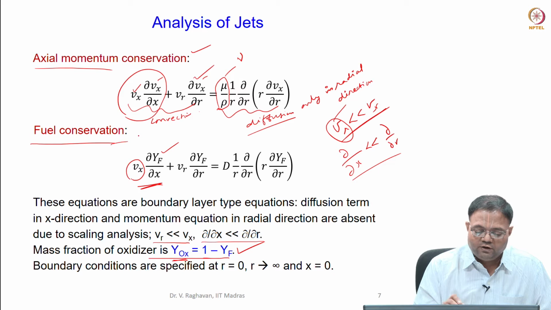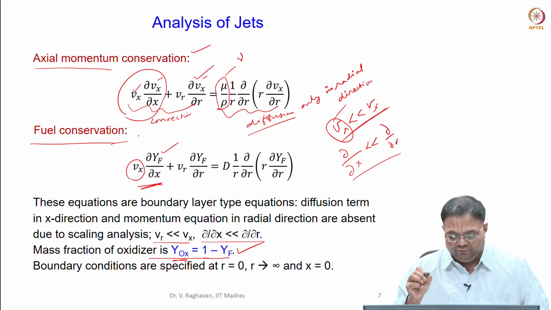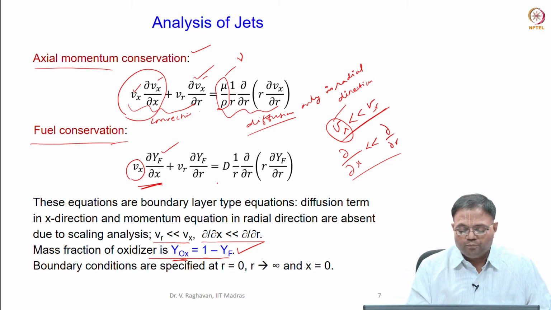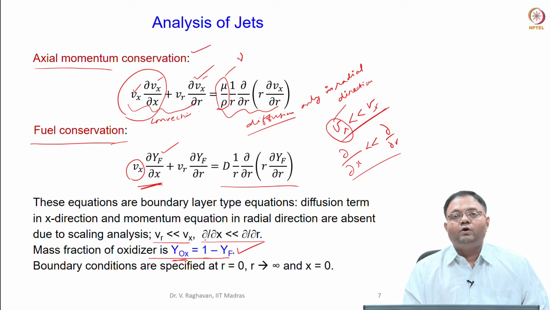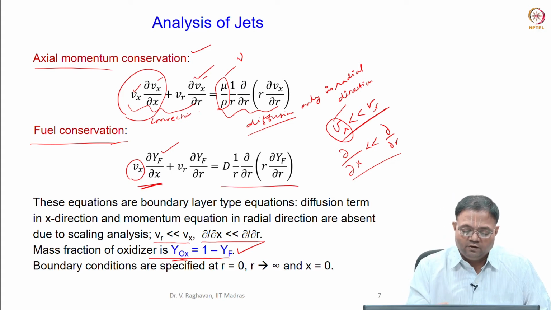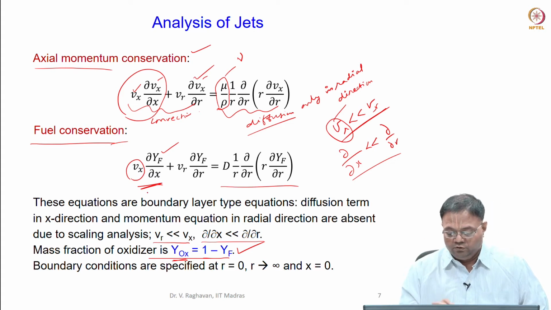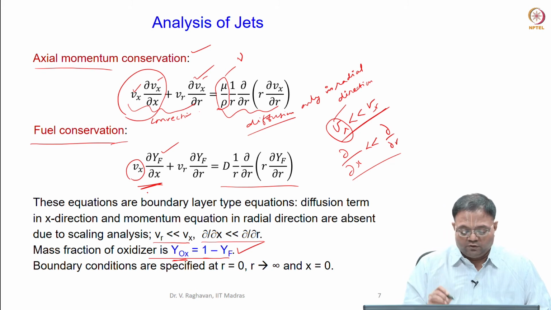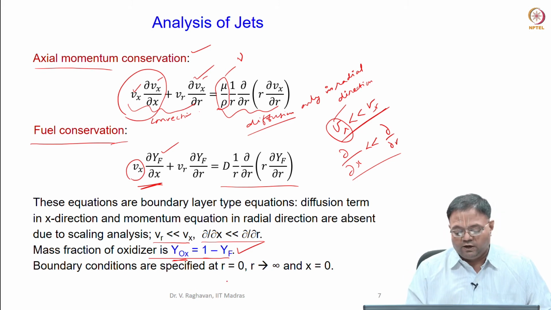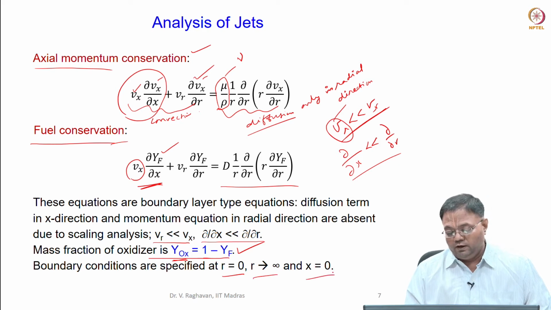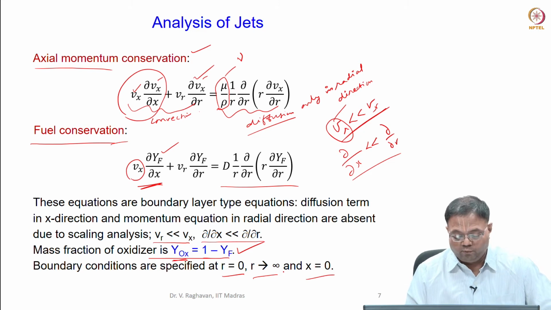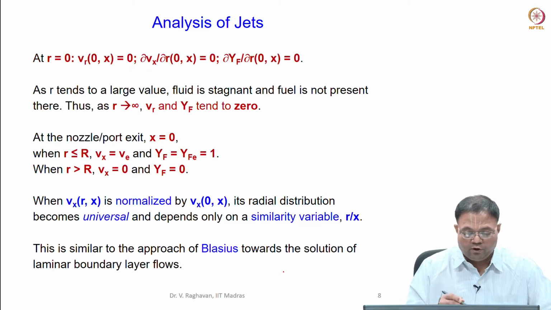Then the fuel conservation is going to be solved to get the value of Yf. And here also you can see that only the diffusion of fuel in the radial direction is considered. Actually, the convective term is going to take care of that. Boundary conditions for this: we have to specify boundary conditions at three locations, r equal to 0, r tending to infinity, then x equal to 0. These are parabolic equations, so these are the boundary conditions we have to apply. So, what are the boundary conditions?